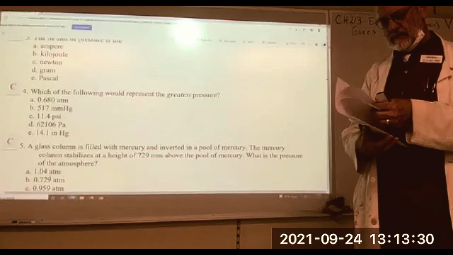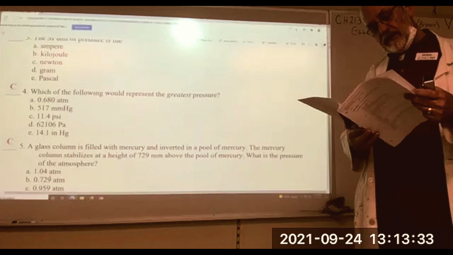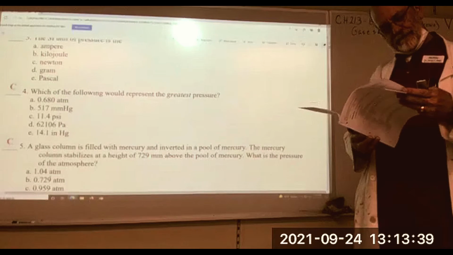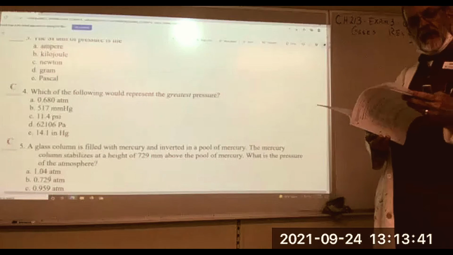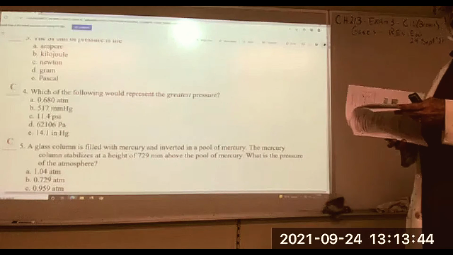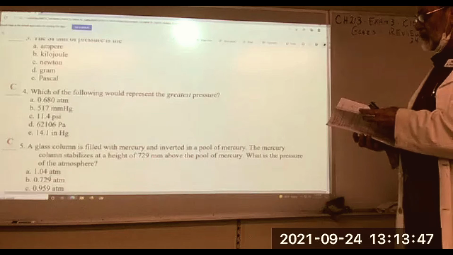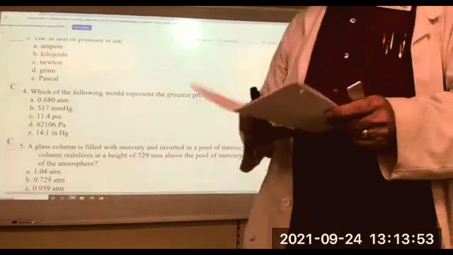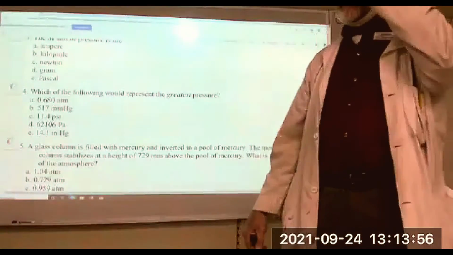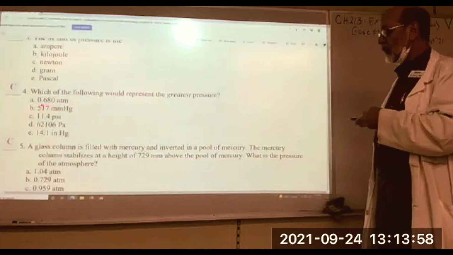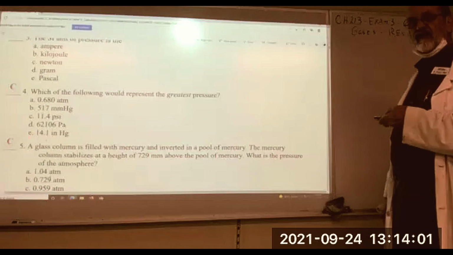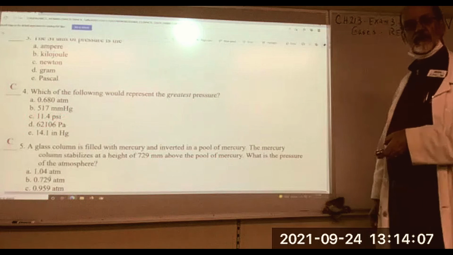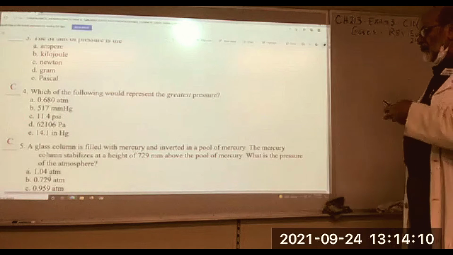Where is it? Here we go. Units. 1 atmosphere equals 101,325 pascals. So you just modify the units. And inches of mercury. Remember which one that is? Yeah, it's in here. 29.92 inches of mercury equals 1 atmosphere. So with those conversion factors, you can convert all of these to atmospheres and compare the values. And as it turns out, 11.4 psi has the greatest pressure of all those.